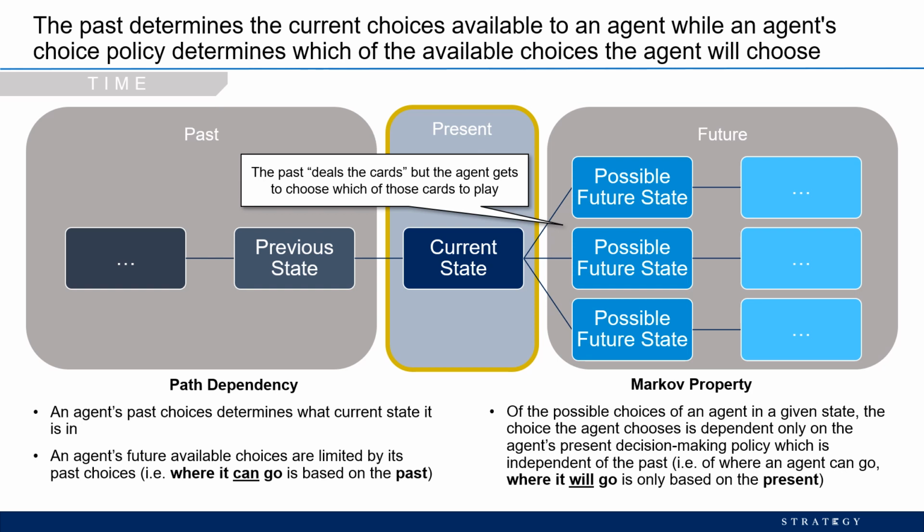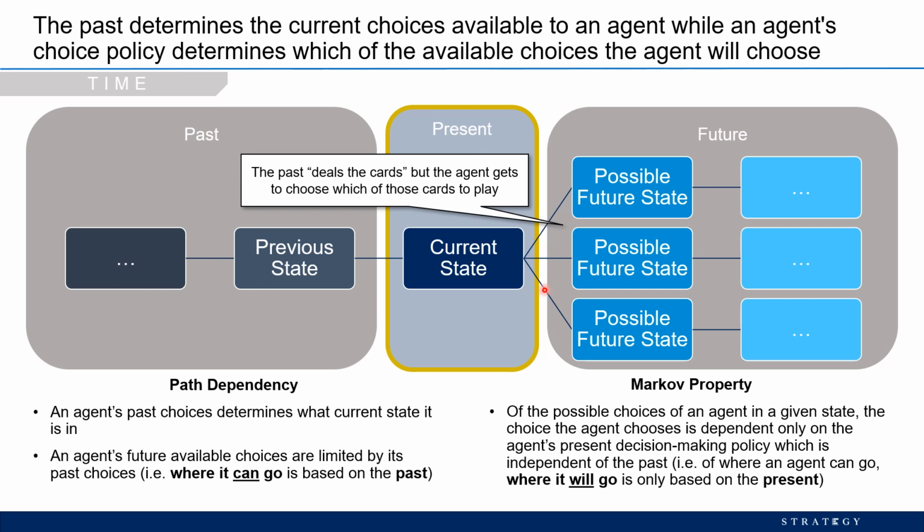And lastly, it's important to also touch on path dependency and the Markov property. Like I said earlier, a lot of this is derived from heavy mathematics. I'm going to try not to get too technical here, but all you really need to know is that your current state is a function of your previous state, and your current state determines what future states are available to you. Where you are right now is a function of your past, and where you can go is determined by the present. However, according to the Markov property, of your current choice set, the choice you end up choosing is independent of the past and is solely based on your decision policy.